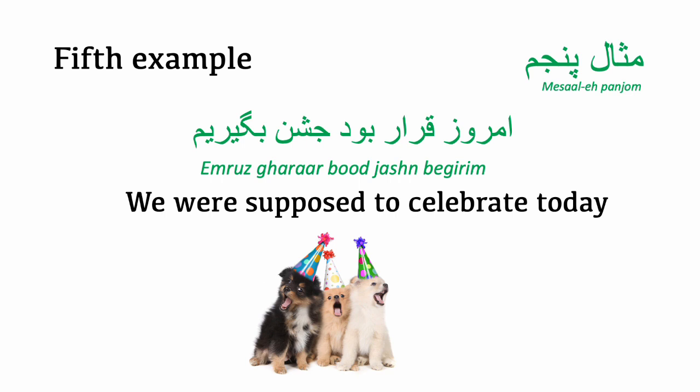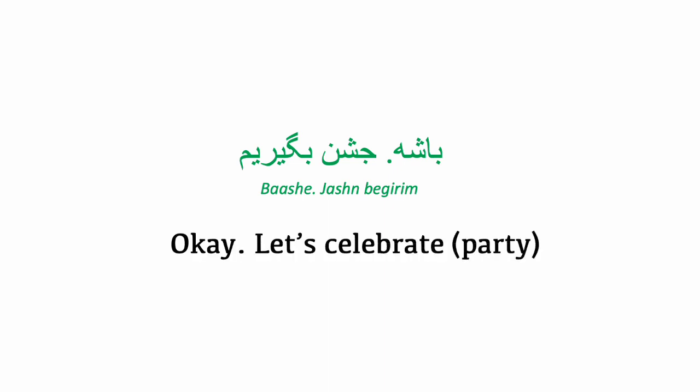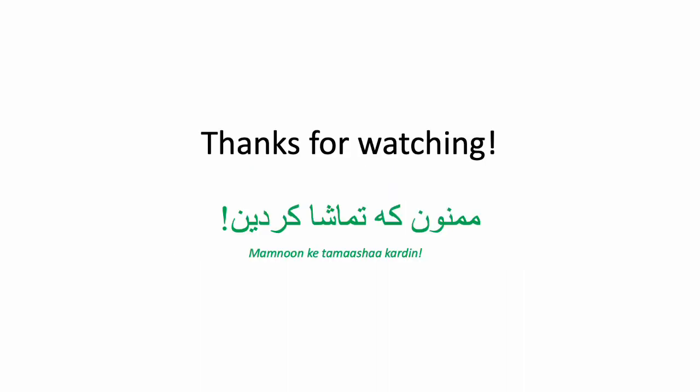Here's a bonus. Let's say the depressed friend sees his excited friend and his mood changes. He stops feeling so depressed and he smiles. Then he says, باشه, جشن بگیریم. باشه means okay. جشن بگیریم, when said by itself, means let's celebrate. This is one of the many uses of the subjunctive tense. باشه, جشن بگیریم. Okay, let's celebrate. Let's party.